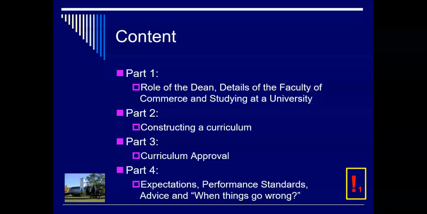This presentation is divided into 4 parts. The first part is devoted to the role of the Dean, details of the Faculty of Commerce, and studying at a university. The second part is devoted to constructing a curriculum. Part 3 is devoted to curriculum approval. And the final part is devoted to expectations, performance standards, some advice I have for you, and what to do when things go wrong. So let's get started with Part 1.